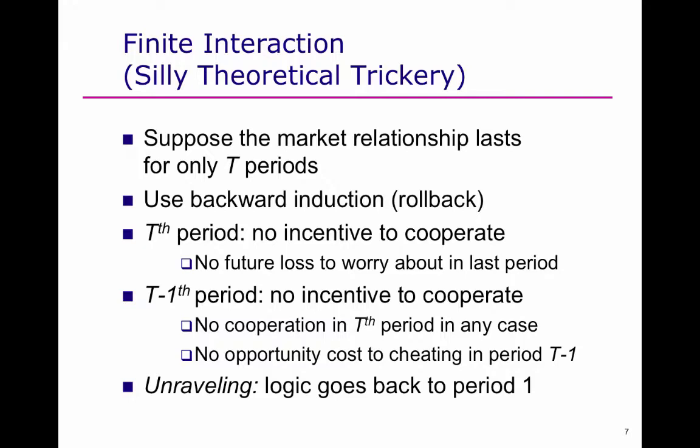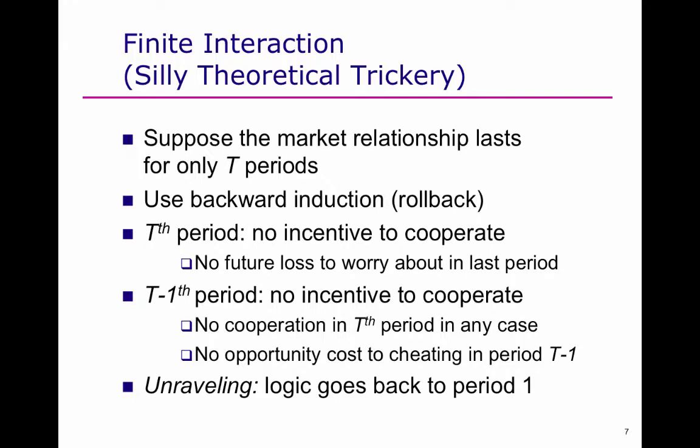So first off, we'll do just a finite interaction. Sort of a starting point makes things a little simpler, and it's really a theoretical trick. Assume that the market relationship will last for t number of periods. We can use backward induction from the last period to the first period. See, in the tth period, there's no incentive to cooperate because there's no future loss to worry about. In the penultimate period, t minus 1, you still have no incentive to cooperate because you know that in the tth period, no cooperation will take place. Thus, it doesn't make sense to cooperate in the t minus 1 period.